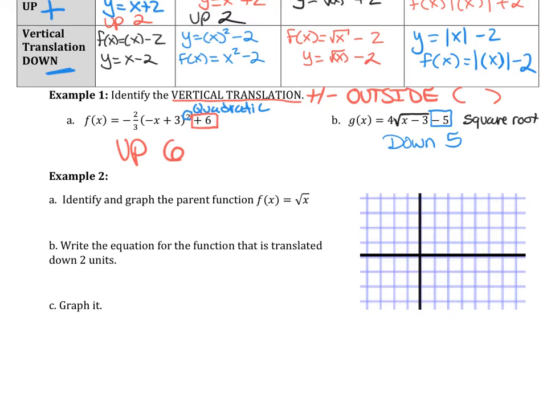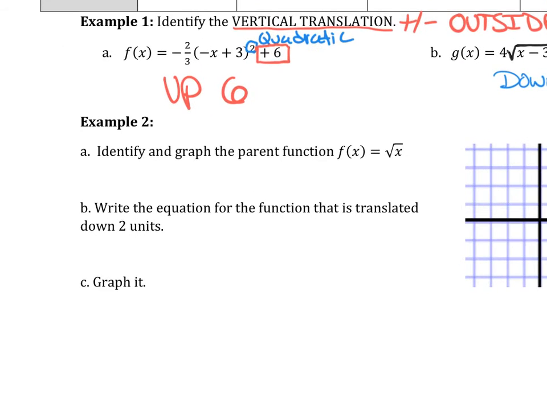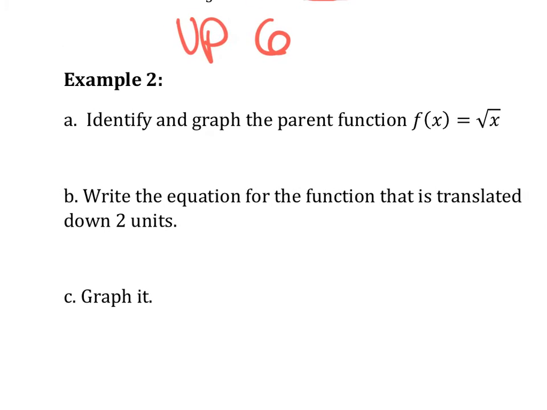All right. Example 2, identify and graph the parent function f of x equals square root of x. So what is the name of this parent function? Square root. When you read it, it kind of gives it away because it has a square root symbol. This is the square root parent function.